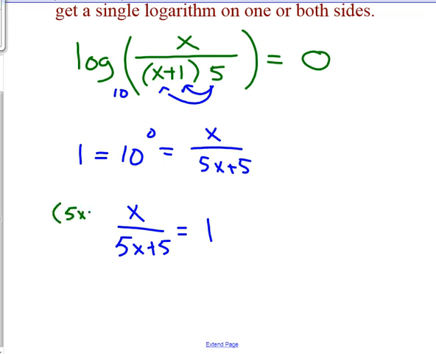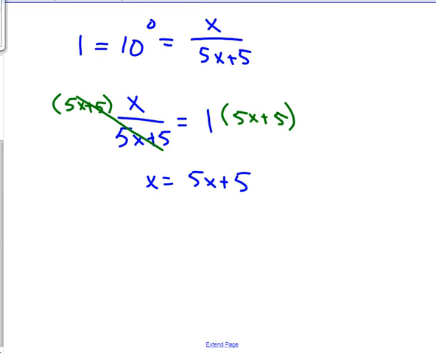So if I multiply both sides by 5x plus 5, that will become 1 and leave me with x over here and 5x plus 5 over there. And now it's a fairly simple solving of subtracting my x and subtracting the 5. And x is, I'm going to divide by 4, so negative 5/4.